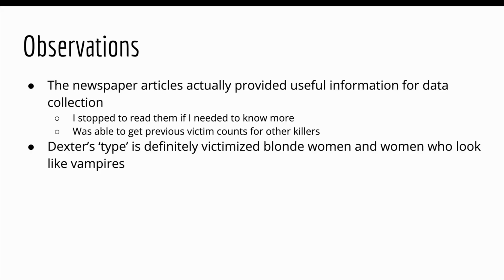This season continues the trend of confirming what Dexter's type for a romantic relationship is, and it is victimized blonde women and women who look like vampires. Obviously, Lumen and Rita are examples of the former, and Lila and Mia are examples of the latter.